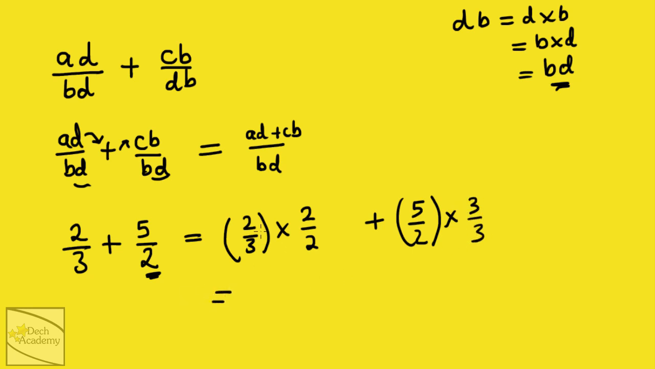And this gives 2 times 2, which is 4, divided by 3 times 2, which is 6, plus 5 times 3, which is 15, divided by 2 times 3, which is 6. So we have two fractions now with the same denominator. So adding them is simply a case of 4 plus 15, which is 19, divided by 6.